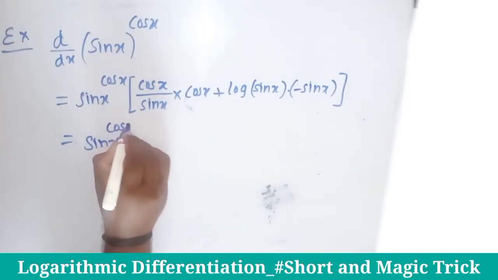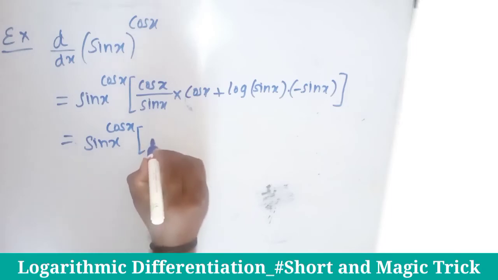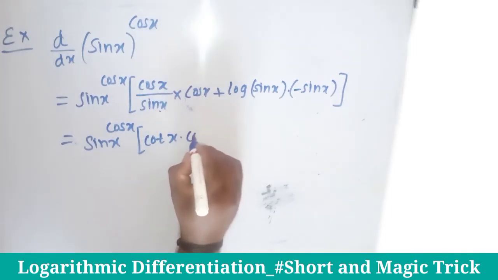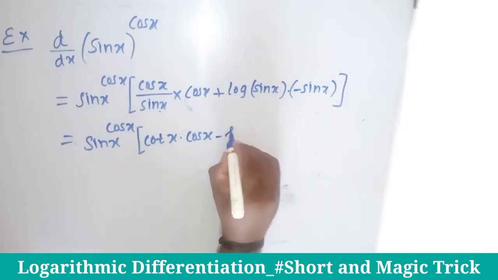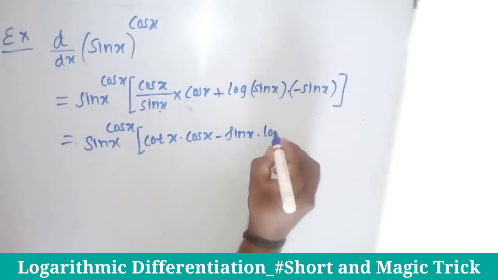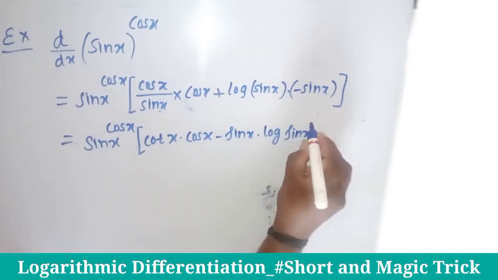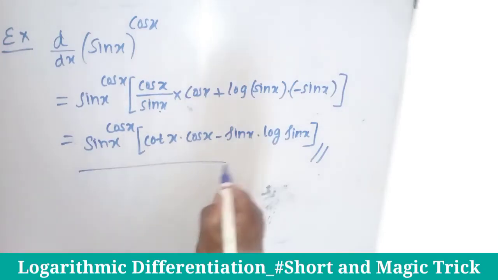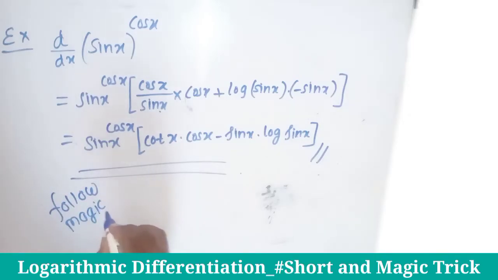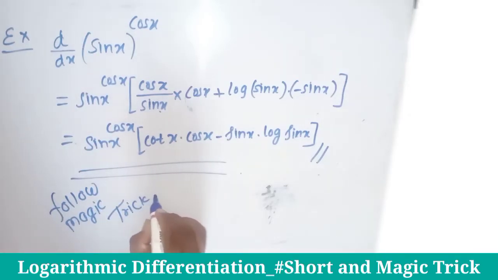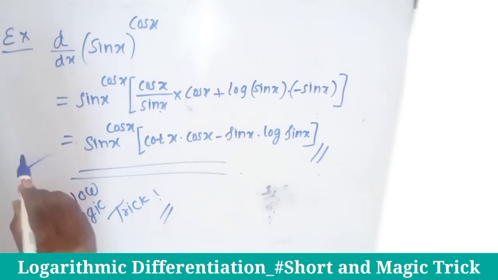Sin x raised to cos x as it is, cos x upon sin x which is cot x into cos x as it is, plus log sin x into minus sin x becomes minus sin x log sin x. So student, follow this magic trick for function raised to function type examples so that within 10 to 15 seconds you will get the required derivative.